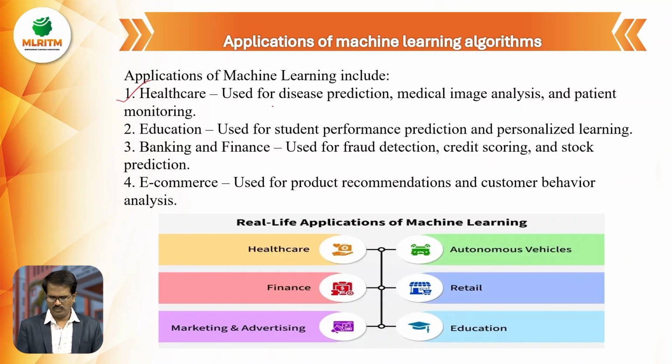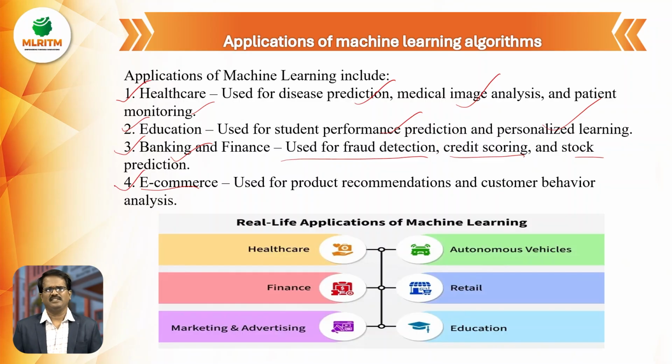Healthcare: used for disease prediction, medical image analysis, and patient monitoring. Education: in the education domain, used for student performance prediction and personalized learning. Banking and finance: used for fraud detection, credit scoring, and stock prediction. E-commerce: used for product recommendations and customer behavior analysis. These are the four domains where we are majorly using machine learning algorithms. Anywhere in the world, we are using machine learning algorithms. That's why all these applications come under machine learning only.